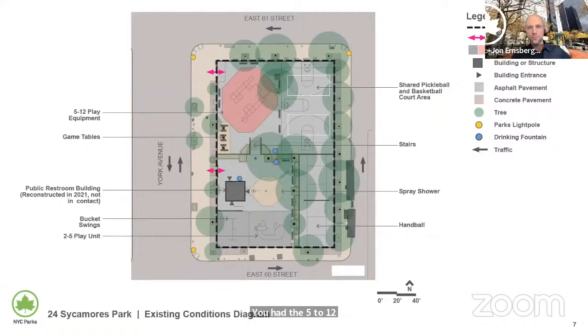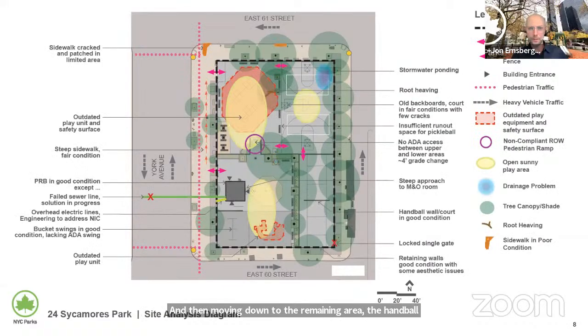And then moving to the right on the screen, you have a multi-purpose area. It has basketball courts, and pickleball has been striped onto it, and both are beloved uses for this area. And then moving down to the remaining area, the handball courts are existing there.